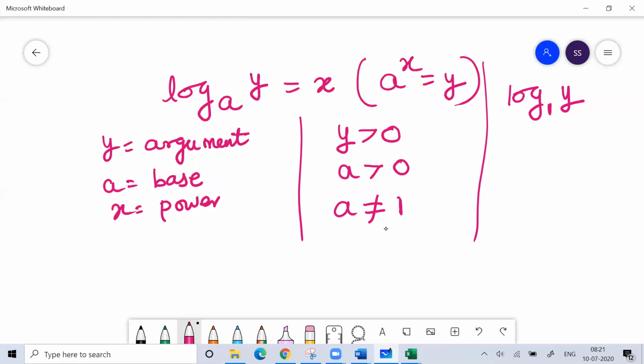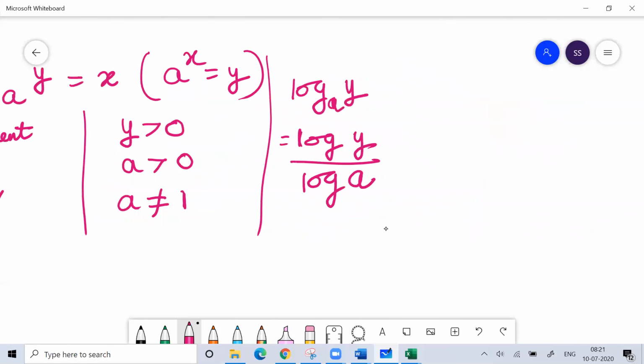Normally, this is a property of log. If your base is anything, suppose the base is a, you can write log base a of y as log y by log a. This is a property of log. For doing calculations in log, we use different forms. So whenever you write log base a of y, you can also write this as 1 by log base y of a. You can change the base.